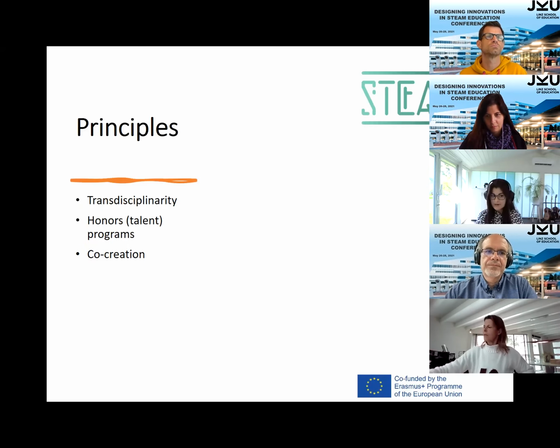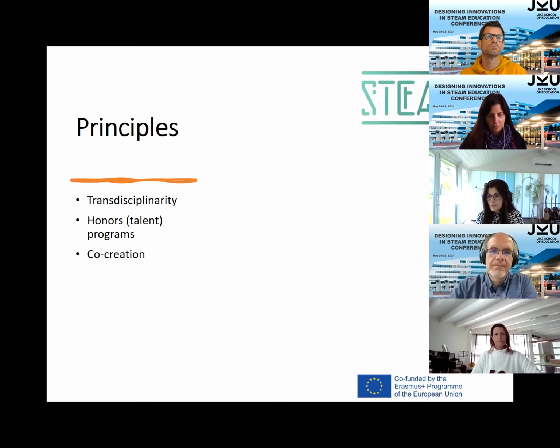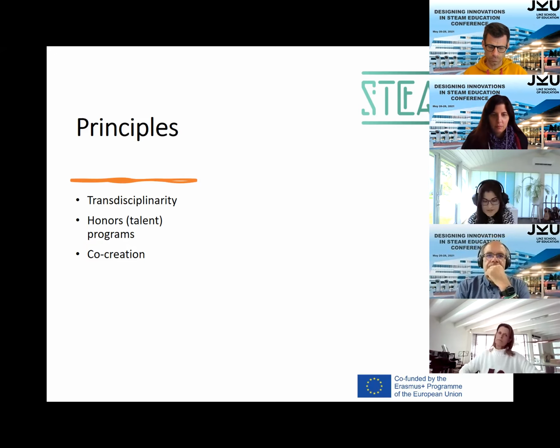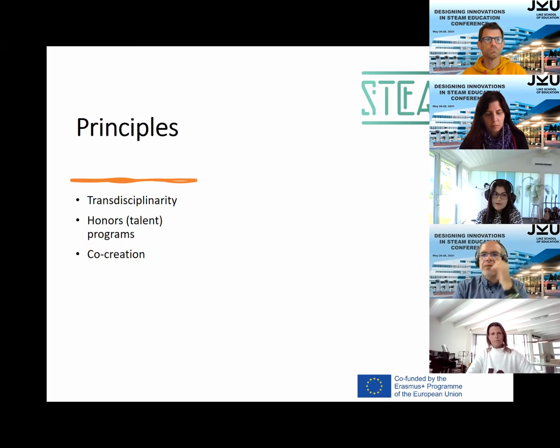The first is transdisciplinarity. It means we do not start from disciplines, but from societal problems, from big challenges. The second is honors or talent programs. We do not start by existing STEM programs, but we start by using the proven power of talent programs, because honor students are highly competent and motivated students. They are students that enjoy complex challenges, and they are well suited to pilot the transdisciplinary perspectives.